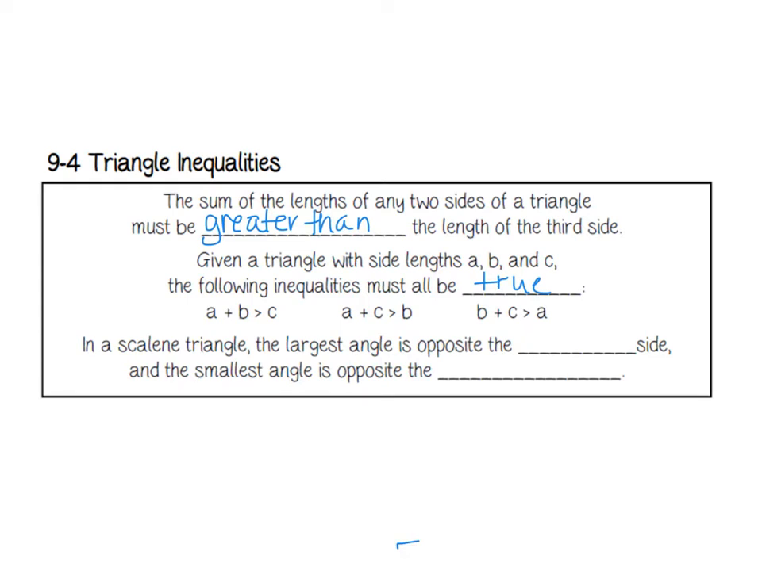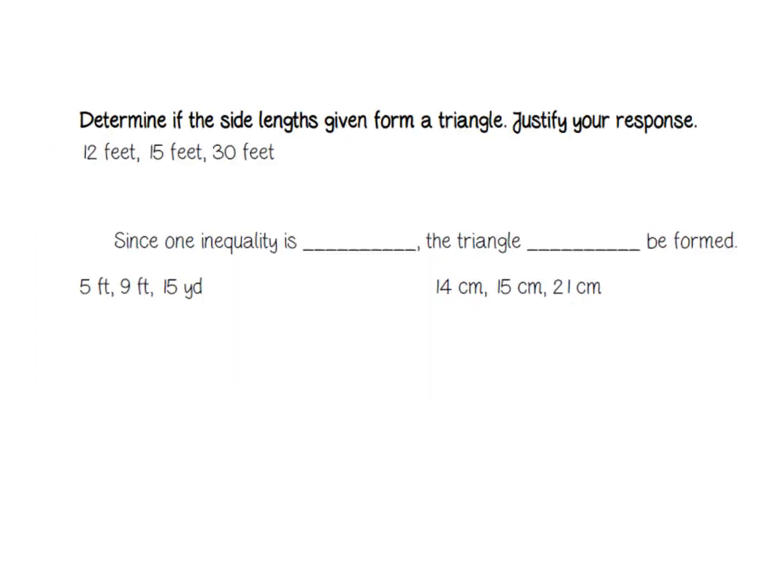So, in a scalene triangle, the largest angle is opposite the largest side, and the smallest angle is opposite the smallest side. So, how does this help us? Well, we're going to be given some numbers that we have to test out and see if they will actually make triangles. What this says is determine if the side lengths given form a triangle and justify your response. So what we can simply do is label them A, B, C. And then we need to make sure that we try all three of them.